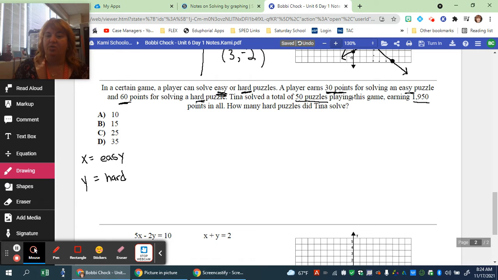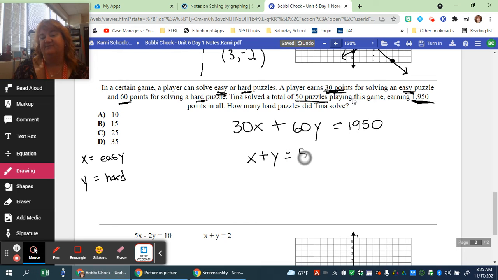So 30 goes with easy, so 30 goes with the x, plus 60 goes with hard, 60 goes with y. Those were the points. And so put points with points. Total points was 1950. Now total puzzles done is x plus y equals 50.